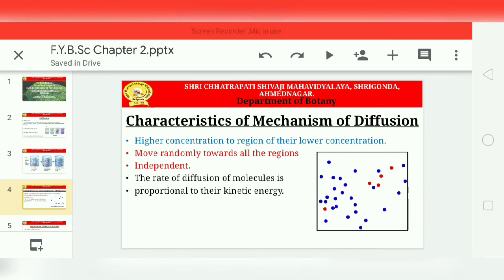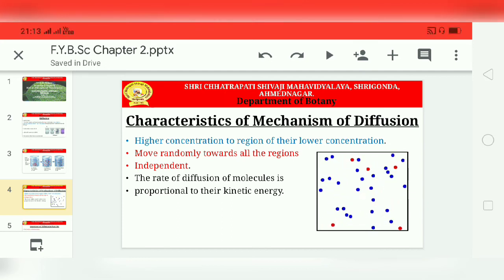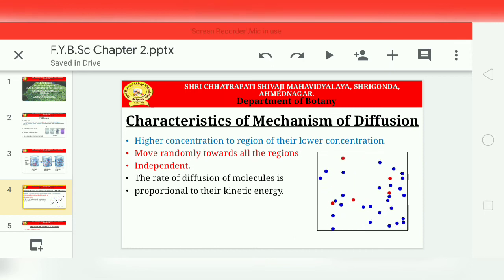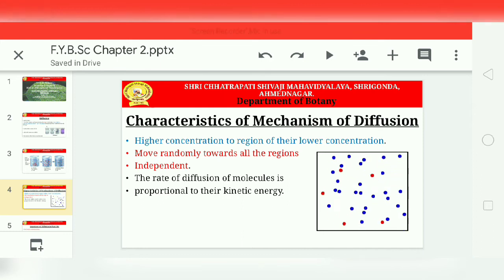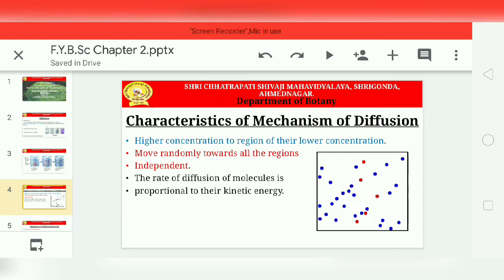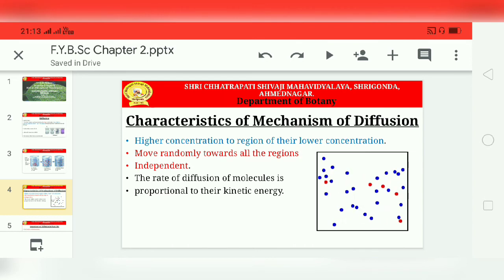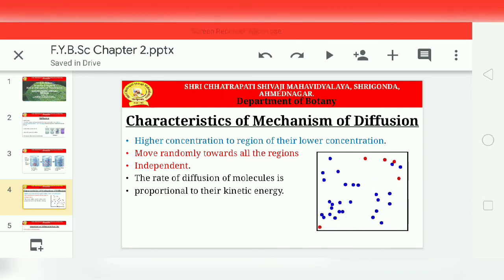In this picture you can see the movement of these particles. The direction of movement of one substance is independent of the movement of another substance; they do not depend on each other. The rate of diffusion of a molecule is proportional to its kinetic energy.